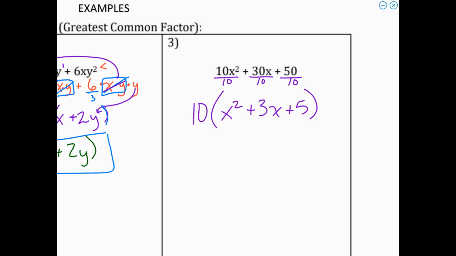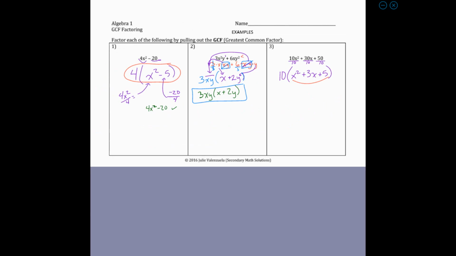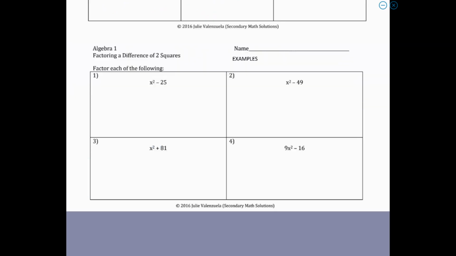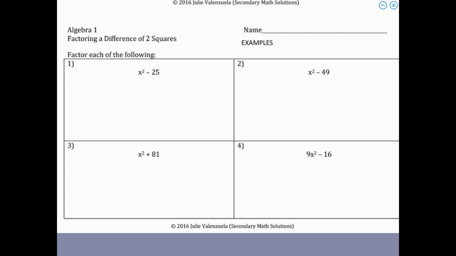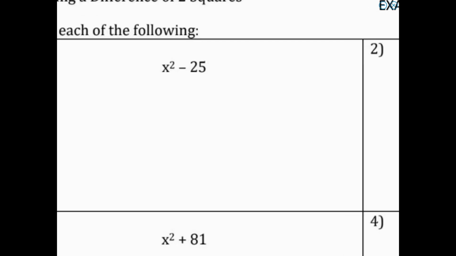Tomorrow, we're going to talk about if we end up with something like this, there's one more step that we're going to do. But as far as today goes, this is all that you are doing. We've got more examples at the bottom. We're not factoring it any more than that today. But we are going to talk about these last 4 examples, and this will go really quickly, as long as you guys remember what perfect squares mean. What does perfect squares mean?